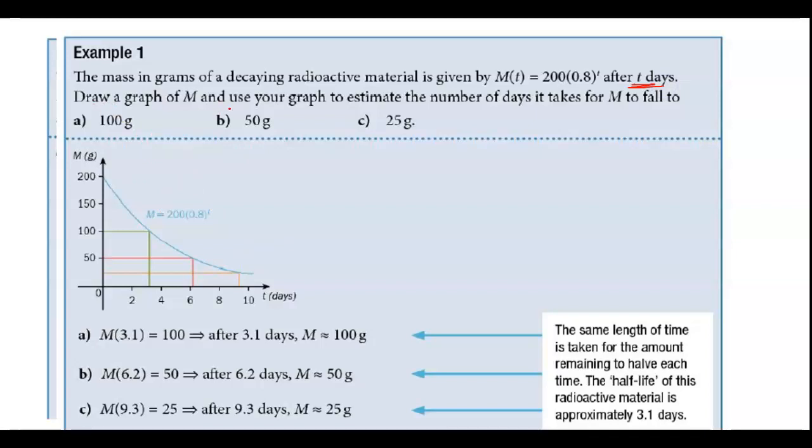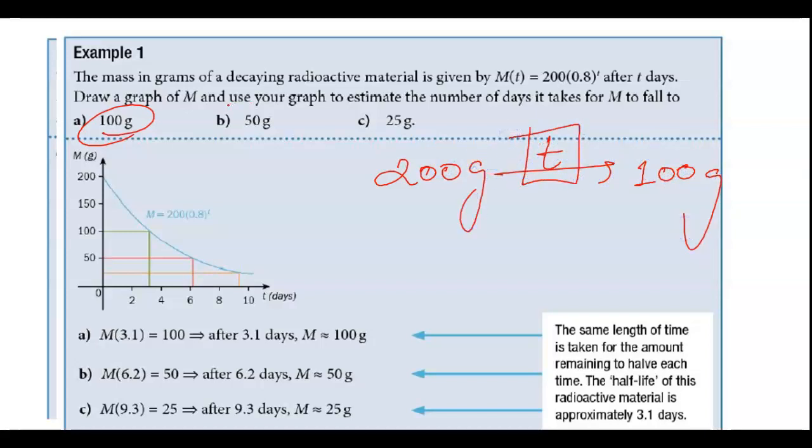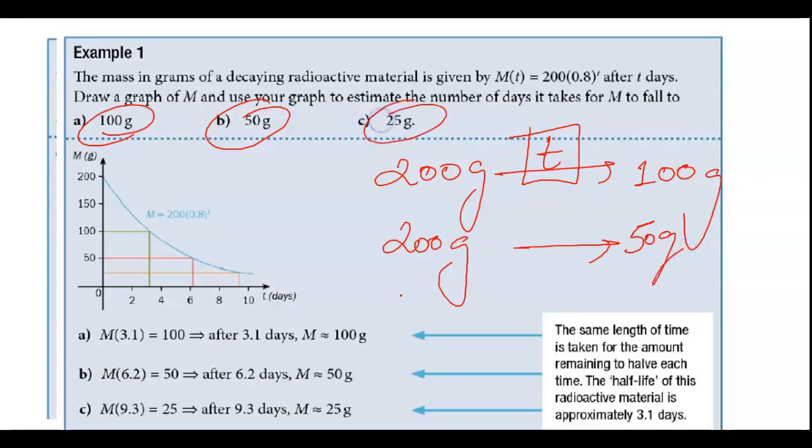Draw a graph of m and use your graph to estimate the number of days it takes for m to fall to 100 gram. Initially I have 200 gram and after t days it becomes 100 gram. I have to find the value of t. In the second case, 50 gram. Initially it is 200 gram. After t days it became 50 gram and then 25 gram. Then initially it was 200 gram and after some days, that is t days, it became 25 gram.